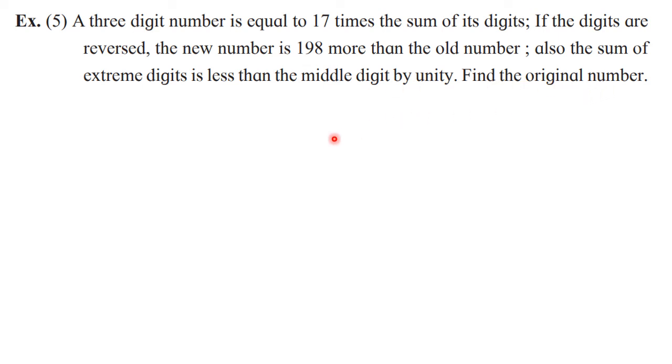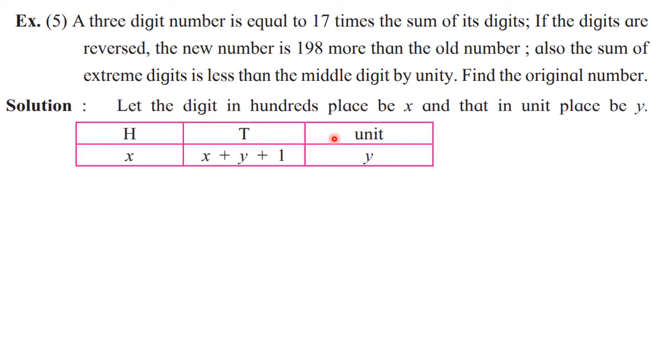Now whenever such question appears of the 2-digit number or 3-digit number, always you make a table for the digits so that you can express it properly. Okay, so you will find that in textbook also the table is given here. Let the digit at hundreds place be x and that in unit place be y. How to decide now where to take x and where to take y? Because here we read this statement that the sum of extreme digits, that means extreme digits are unknown, and then we can write down the middle digit by using that. So you have to take hundreds place as x and units place as y.